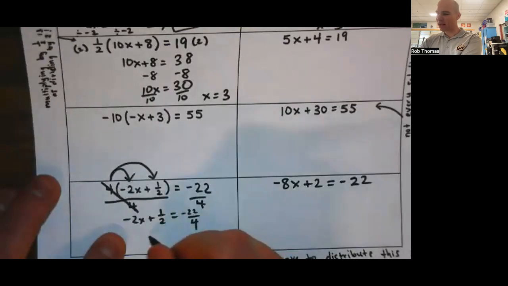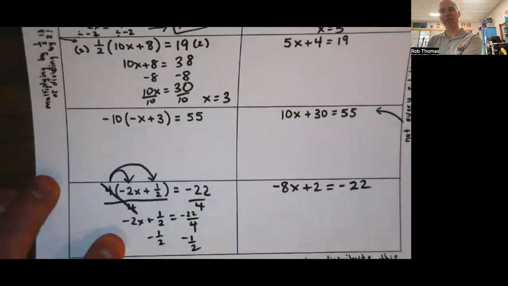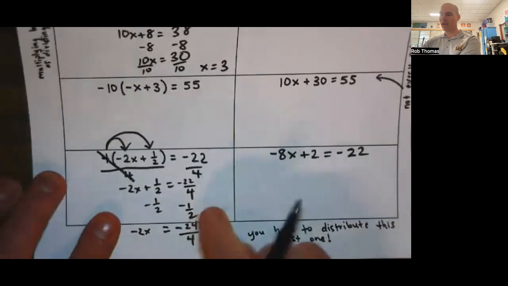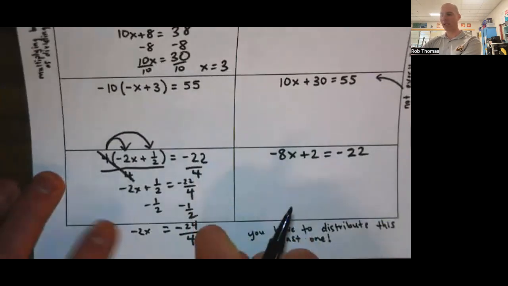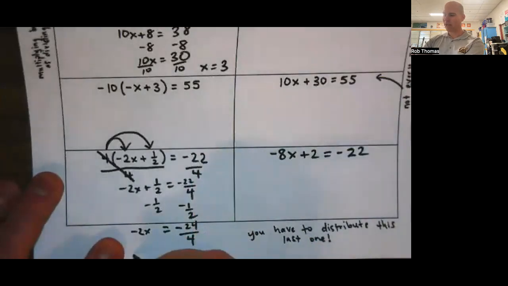So I'm going to subtract 1/2 from both sides. And I know 1/2 is the same as 2/4. So this is -2x equals -24/4. I thought of this as -2/4 or -2/4. So I got 24/4 total. And then you divide by -2 on both sides.